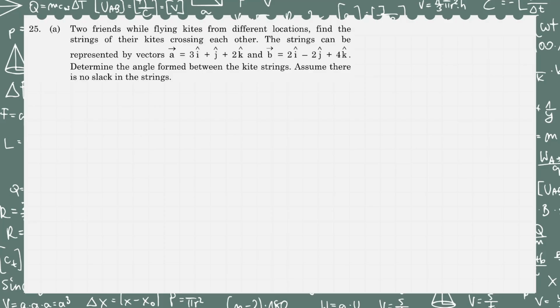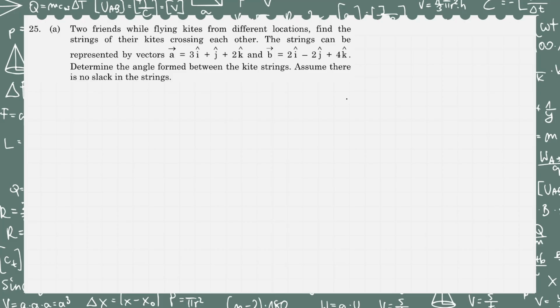So 25th sum has two options. So let's see the first option. Two friends, while flying kites from different locations, find the strings of their kites crossing each other. The strings can be represented by vectors a equal to 3i plus j plus 2k and vector b equals 2i minus 2j plus 4k. Determine the angle formed between the kite strings. Assume there is no slack in the strings.